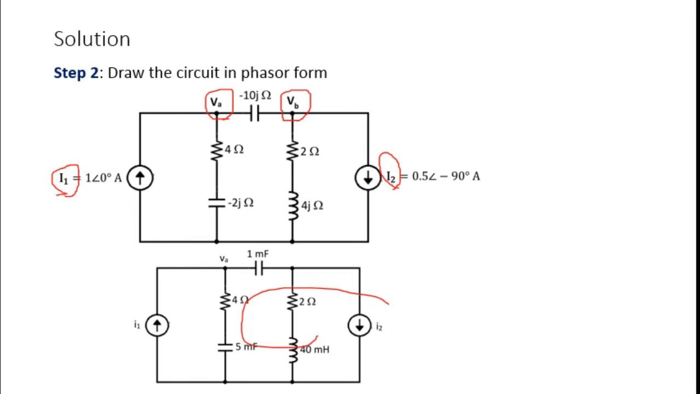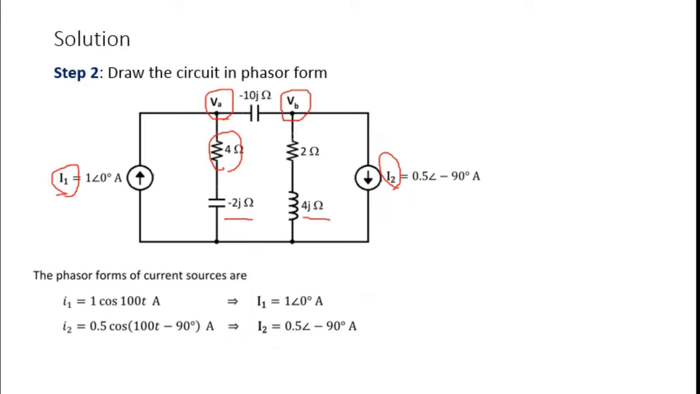And the other thing that you have to change is the impedance value. For the resistor, it still remains the same as it is. Whereas for the capacitor, you have to use 1 over j omega C to get this. And then for the inductor, you need to use j omega L to get this value. So this is how we do the transformation for the current source.